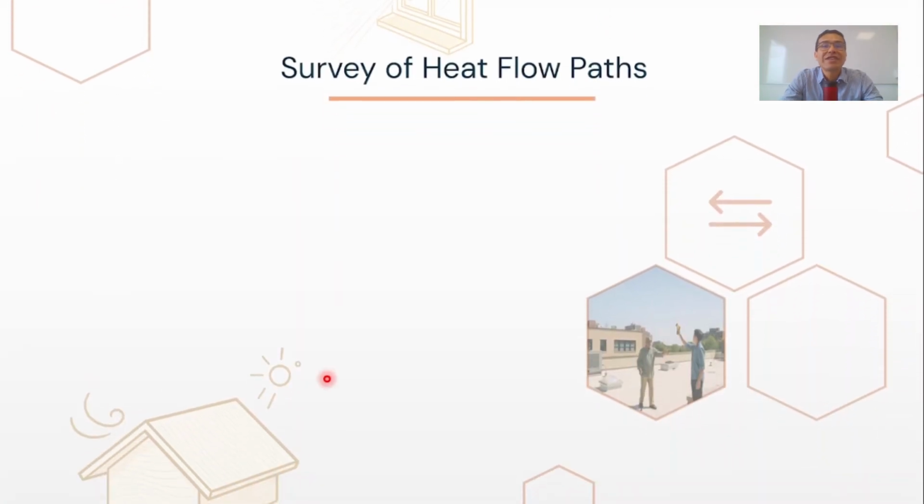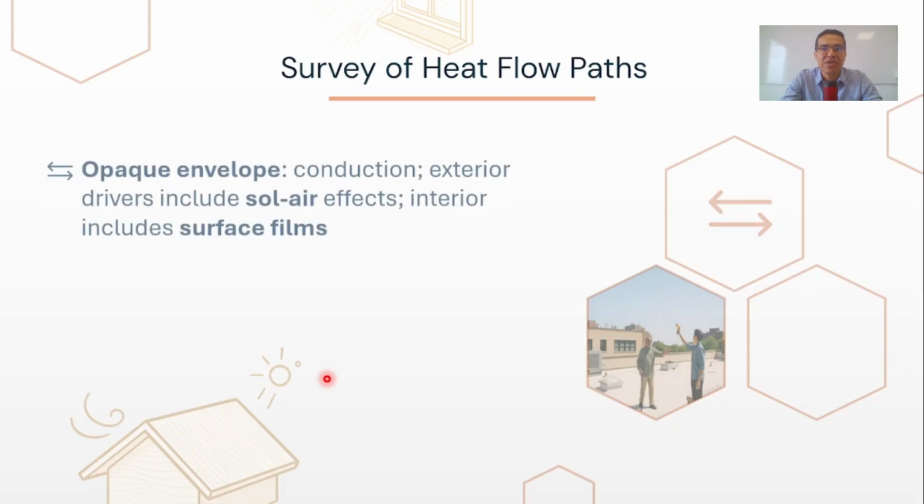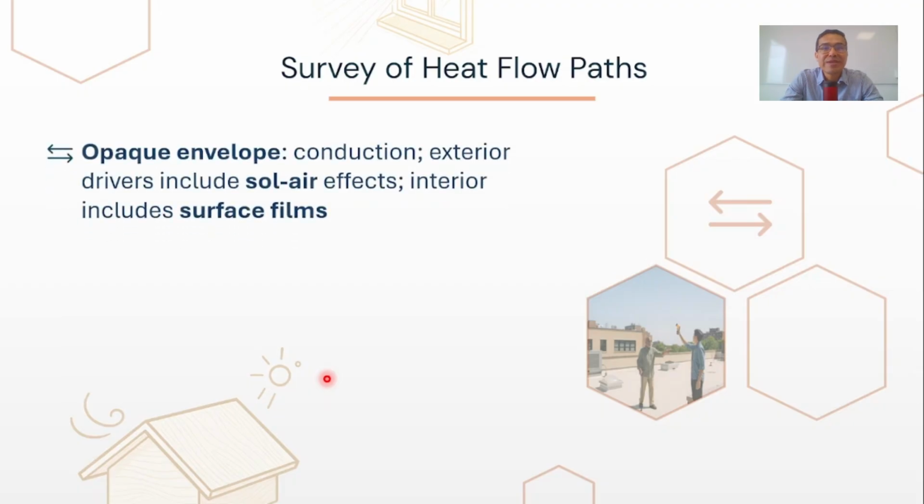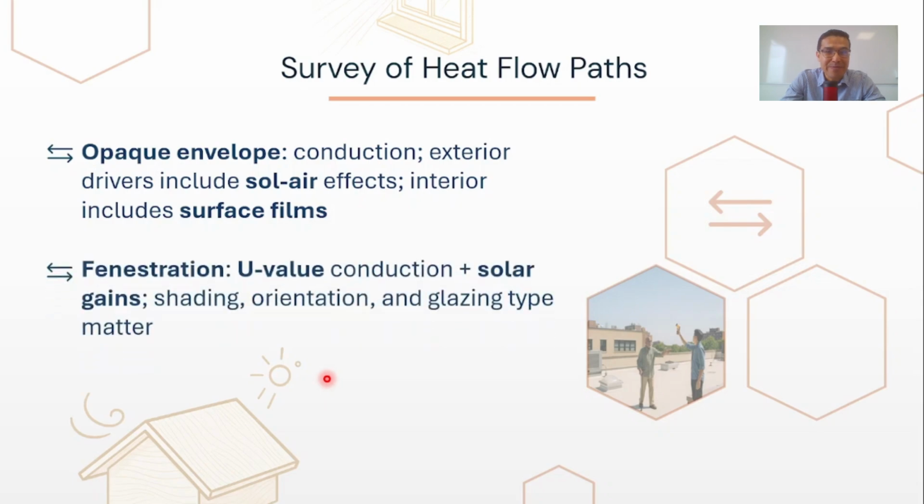Now let's take a closer look at the key pathways heat can take to get in or out of our zone. Think of it as a checklist for your building model. First up, the opaque envelope. This is our walls, roofs, and floors. Here heat moves primarily by conduction. But remember, the outside world is more complicated than just air temperature. We account for things like solar absorption and sky radiation with a concept we call solar temperature.